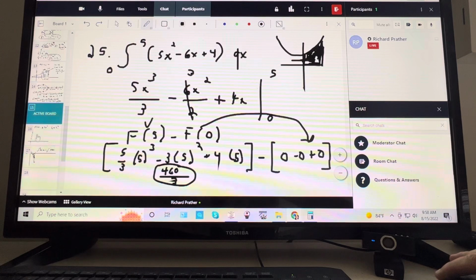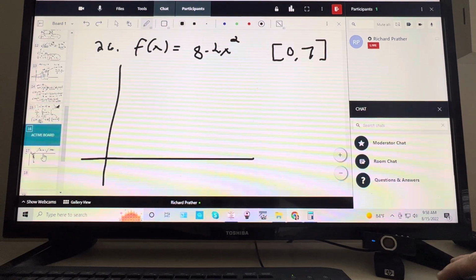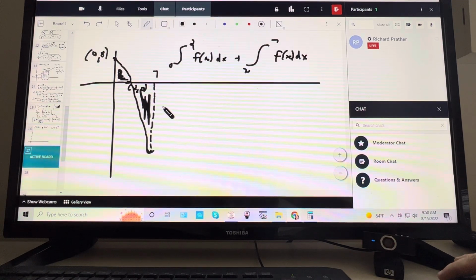So my original function is 8 minus 2x squared. The integral from 0 to 2 of 8 minus 2x squared, that would be 8x minus 2x to the third over 3.